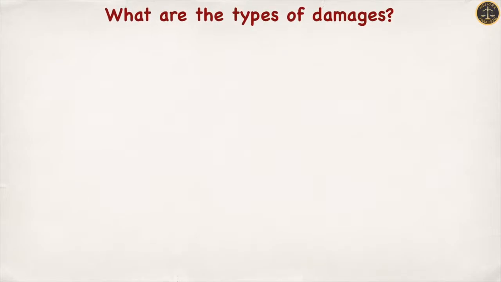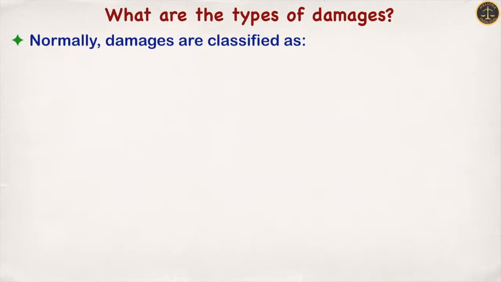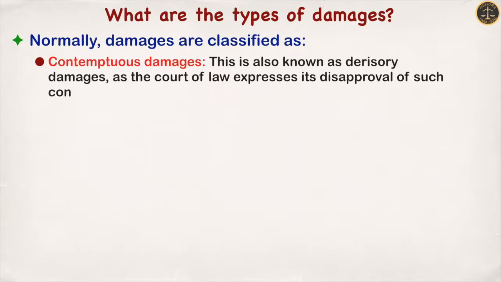Normally, damages are classified as contemptuous damages. This is also known as derisory damages, as the court of law expresses its disapproval of such conduct and awards a very small amount as compensation.